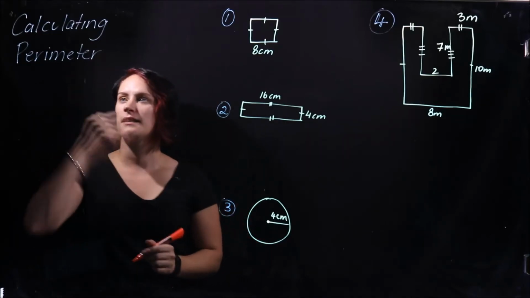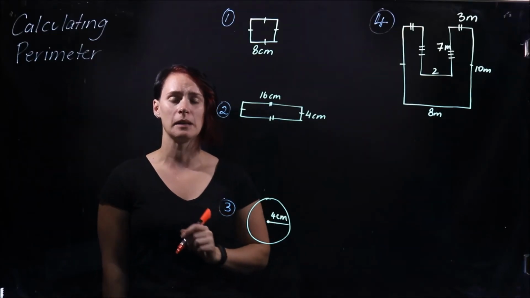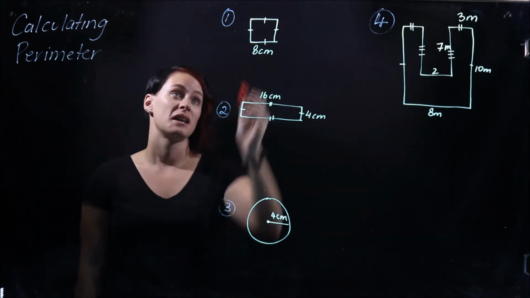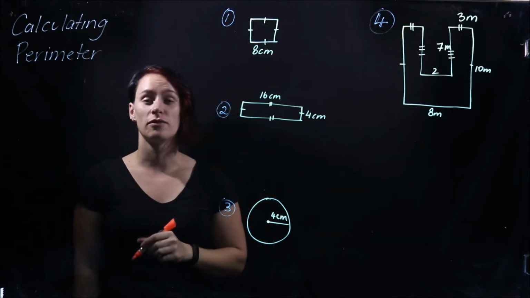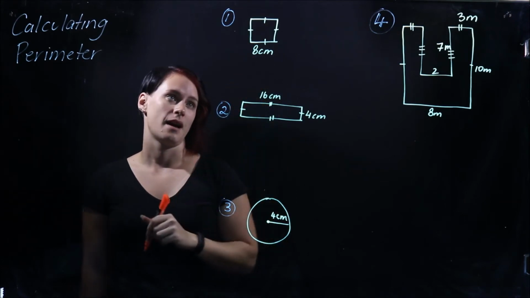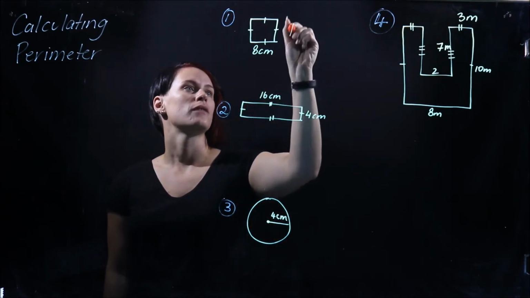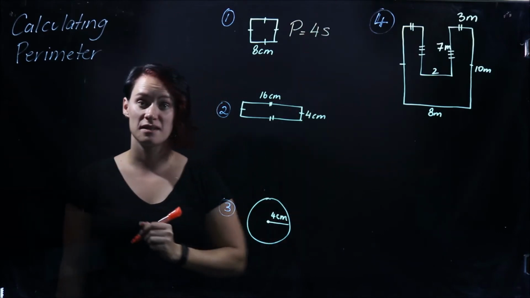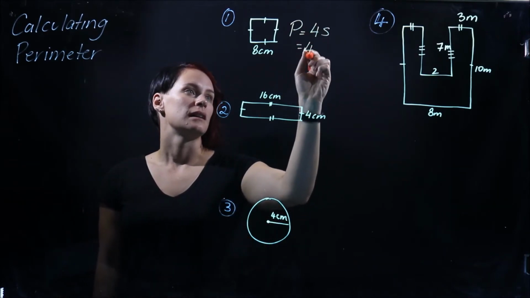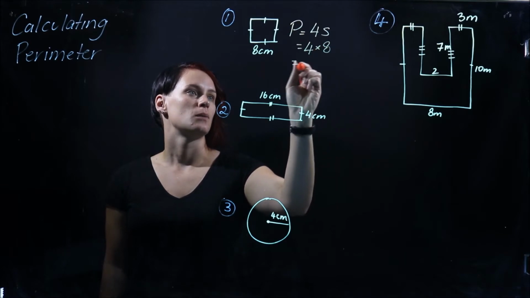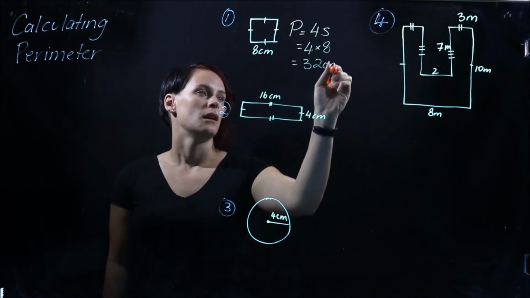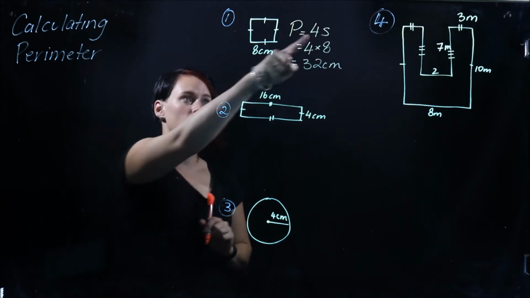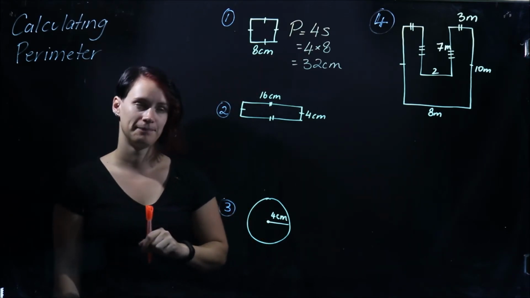Okay, in this lesson we are going to do some calculating perimeter examples. Alright, number one, we've got what looks like a square, all the sides are the same, and we've got 4 sides. We know that one side is 8 centimeters, and we can recall that our rule for perimeter for a square is 4 times side. And we know our side is 8 centimeters, so we're going to end up with a perimeter of 32 centimeters. Nice and easy, but recalling that rule is the main part here.